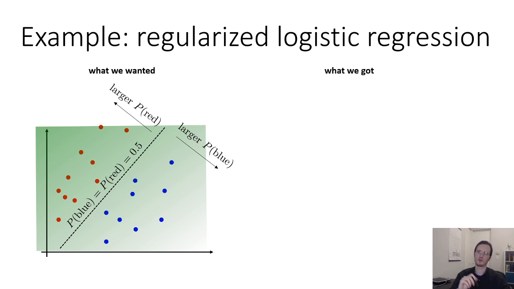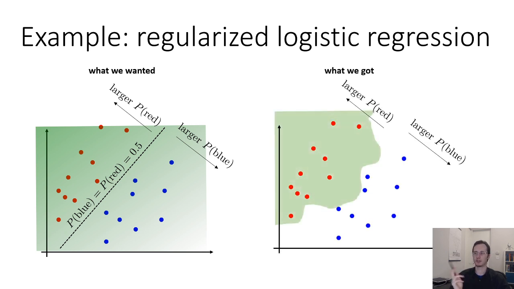But that's what we wanted. What if what we got was more like this? Like the green stuff assigns 100% probability to red, the blue stuff assigns 100% probability to blue. Training accuracy is perfect. But the shape of that decision boundary in between the red and blue is junk. Like, that is not the correct decision boundary.